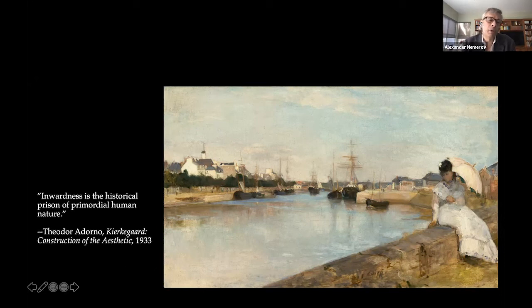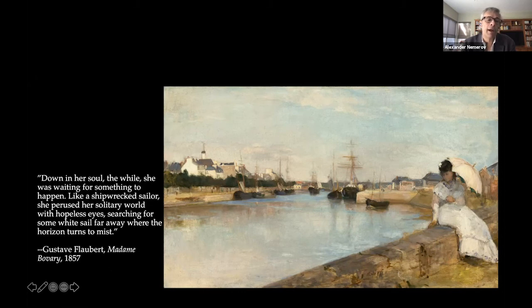It consists in the form of the book they were reading, which is nothing less than Flaubert's Madame Bovary. They both really liked this book, and I just choose a passage almost at random in which, famously, the heroine is committed to daydreaming and reading sentimental fiction, and it doesn't work out well for her. "Down in her soul, while she was waiting for something to happen, reading romance novels like a shipwrecked sailor, she perused her solitary world with hopeless eyes, searching for some white sail far away where the horizon turns to mist." So again, I'm just stacking the deck here to portray the idea that dreaminess is not commensurate with historical consciousness as we mostly know it, as very powerful thinkers have legitimated the critique of.